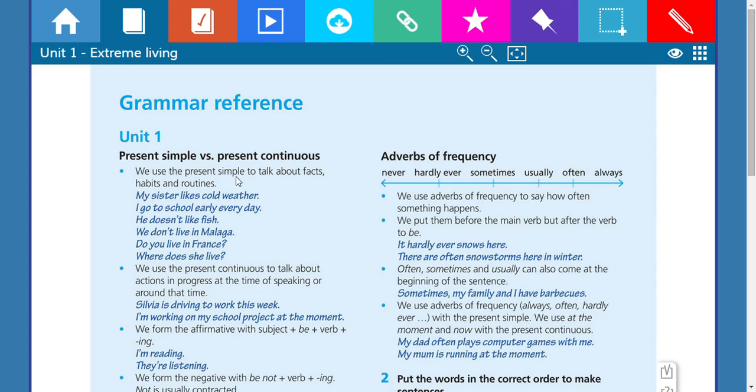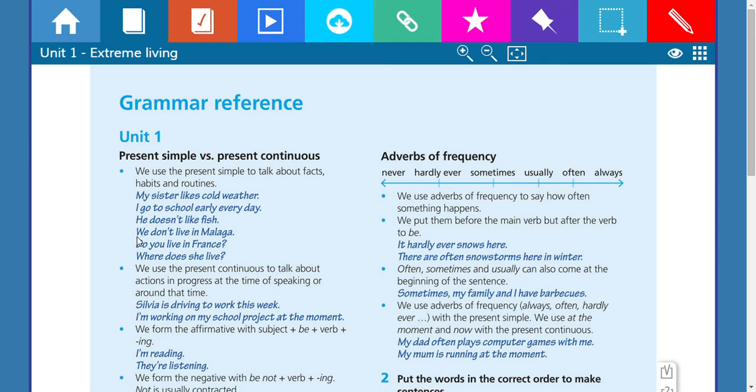We use the present simple to talk about facts, habits, and routines. For example, my sister likes cold weather. Could be a habit. I go to school early every day. It's like a routine. She doesn't like fish. It's a fact. I don't like fish. For example, in my case, I don't like tomatoes. I'm not going to say I am not liking. No, that is impossible. It's a horror to say liking. Remember, facts, habits, and routines.